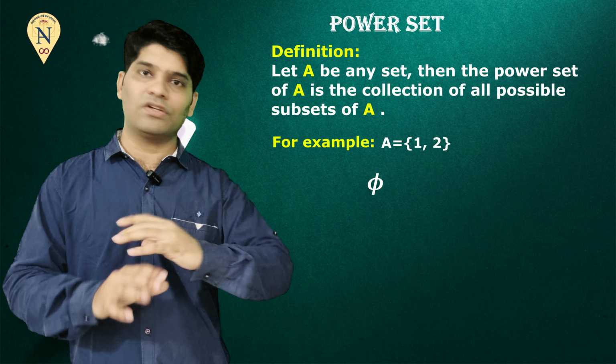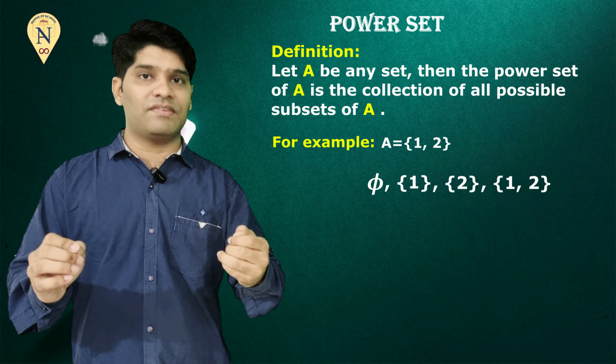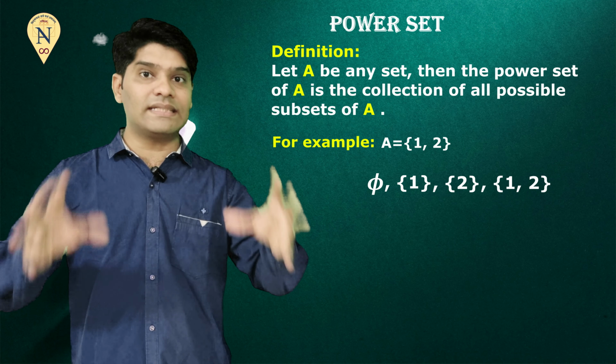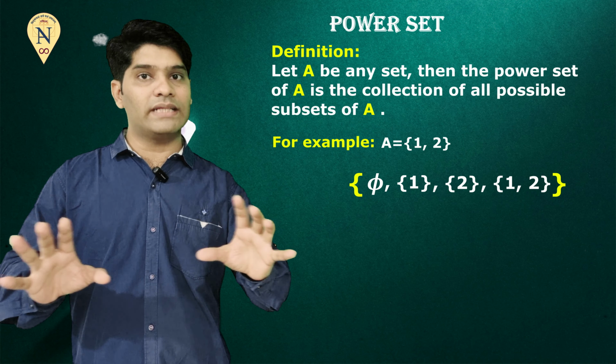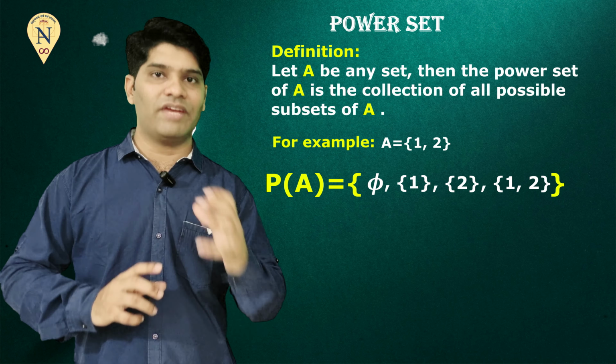Singleton 1 is a subset of A. Singleton 2 is a subset of A. And a set itself, that is 1, 2, is a subset of A. Now put all this in a set. This set will be called as a power set of A. The power set of A is denoted as P of A.